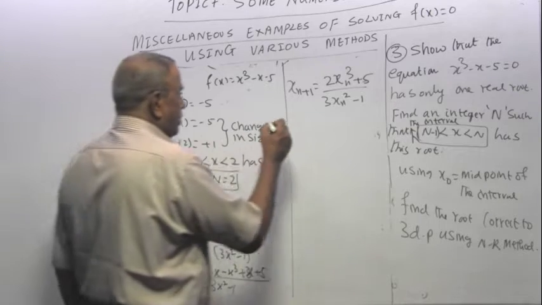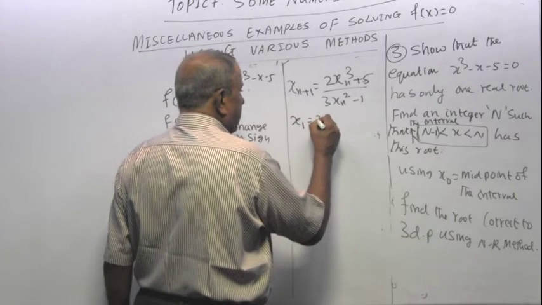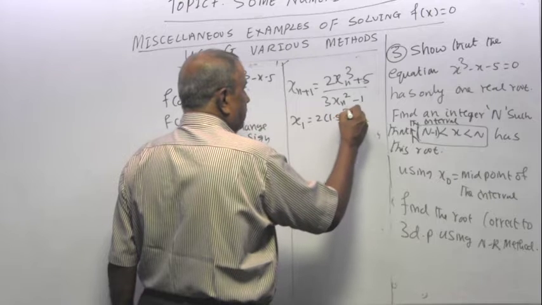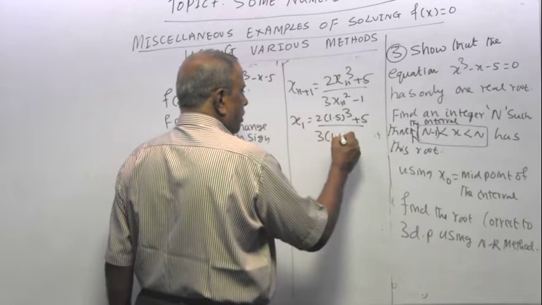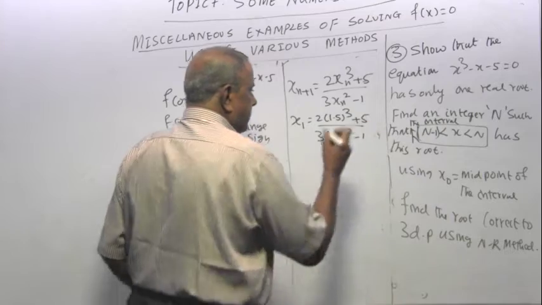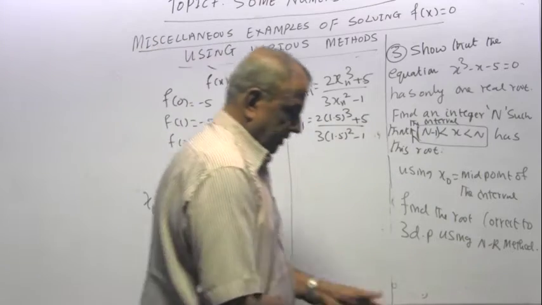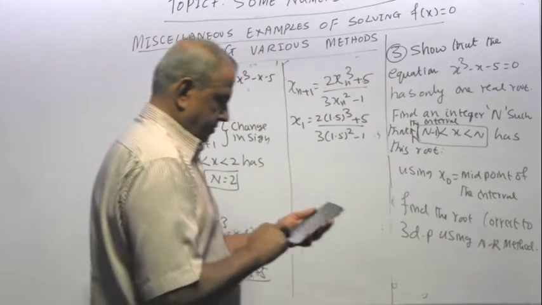So x0 is 1.5, so show x1 is (2 times 1.5 cubed plus 5) over (3 times 1.5 squared minus 1). Yeah? So let's do that.